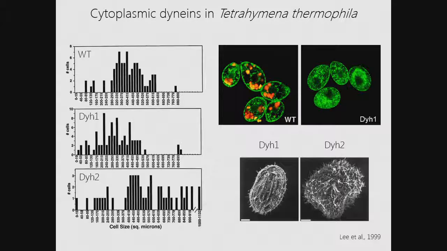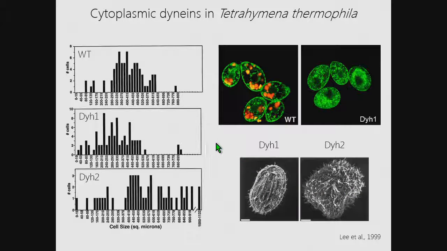And what you can see is there are two different genes for dynein heavy chain in Tetrahymena, and one of them is responsible for phagocytosis. So in this case, you can see that the cells haven't phagocytosed fluorescent beads, and the second one seems to have a more drastic effect, very different, because first of all, the cell shape is very, very perturbed.